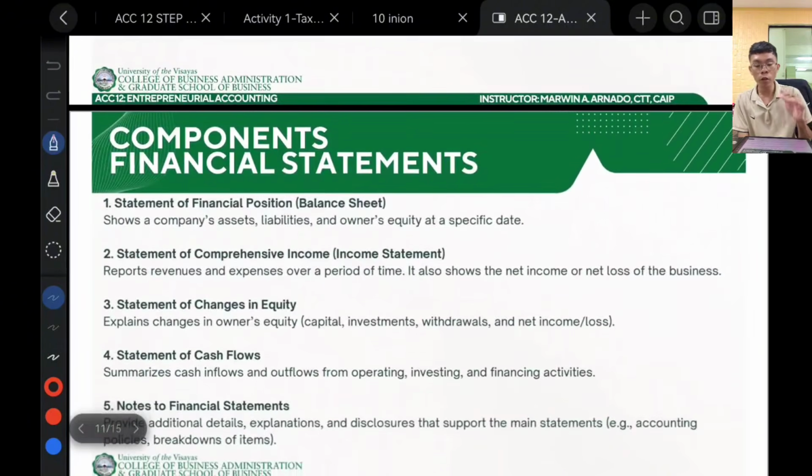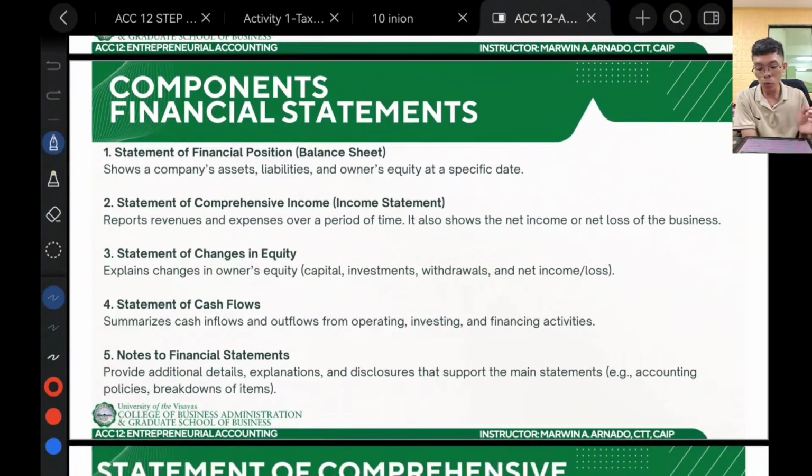There are 5 components in the financial statements. The first one is the statement of financial position, or the balance sheet. The balance sheet shows the assets, liabilities, and owner's equity of a company at a specific date. So it shows the financial position of the company in that specific accounting period.